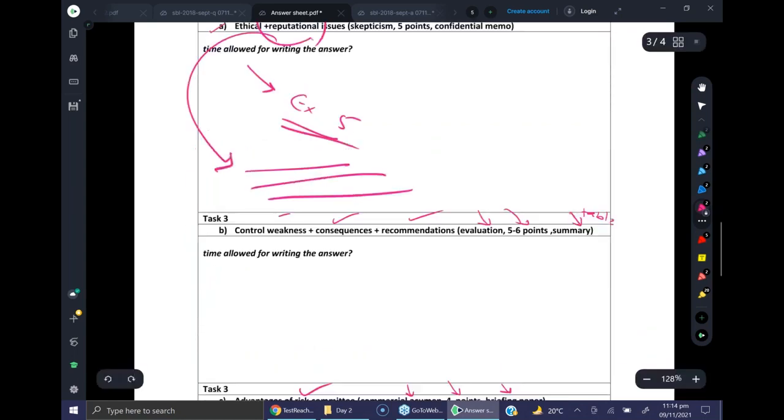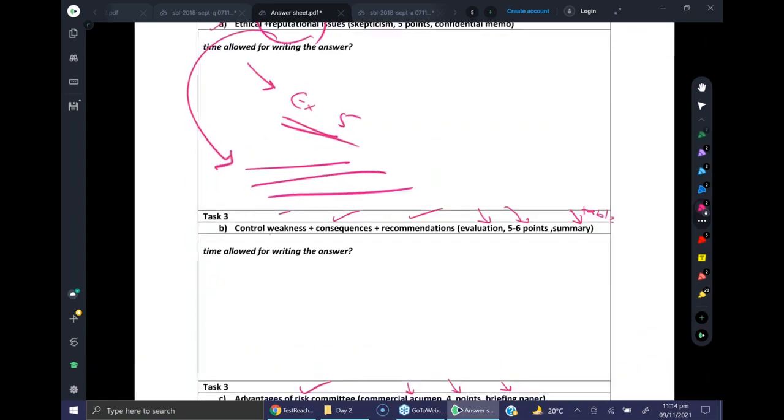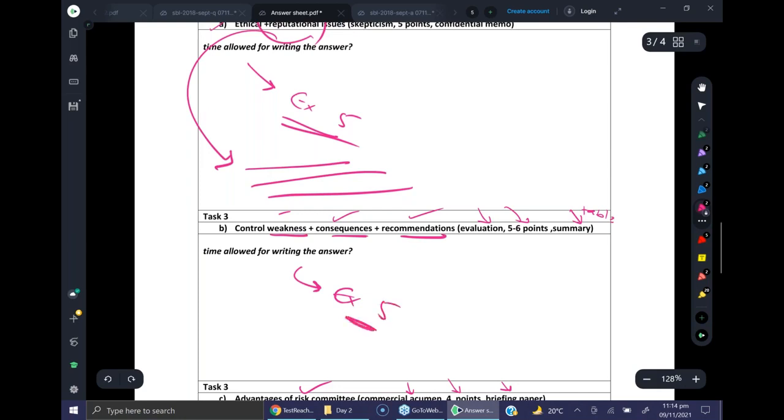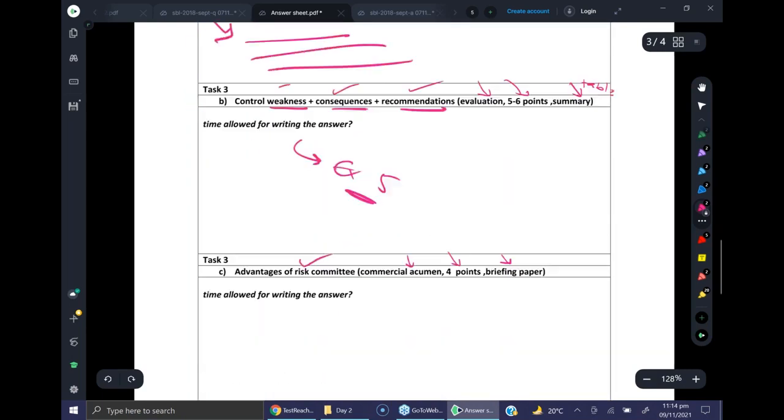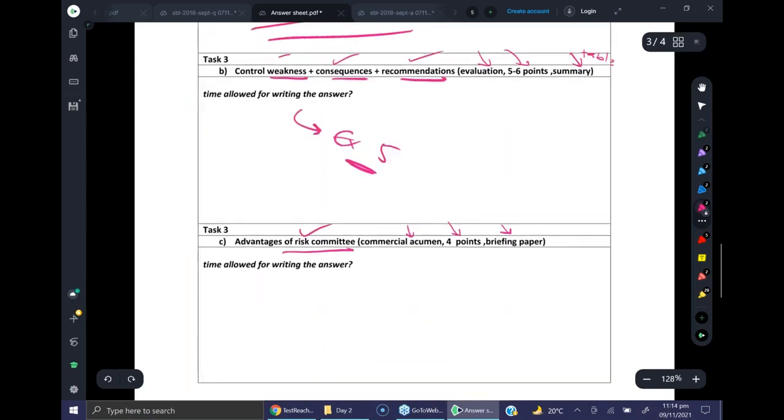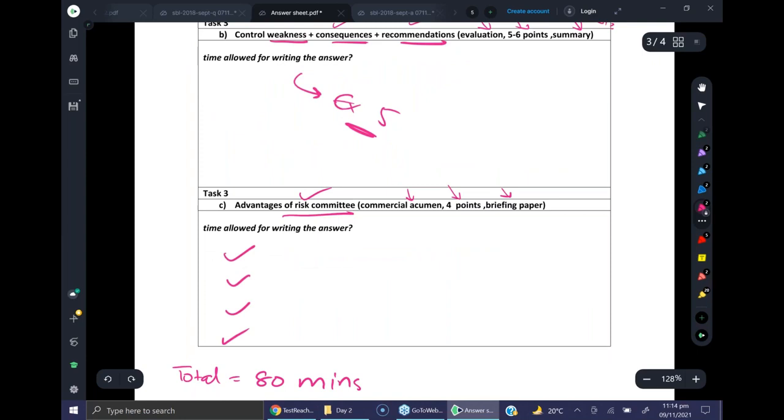Task 3, part B, control weaknesses, consequences, recommendation. They were also covered through Exhibit 5 in a little detail. Now coming to task 3, part C, advantages of risk committee. So let's jot down our 4 or 5 points which were needed. So the question was asking you to discuss the advantages of risk committee.